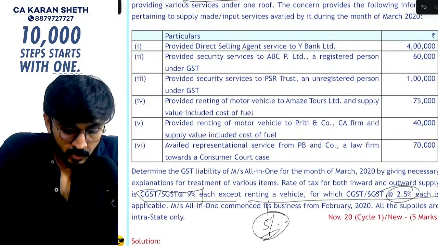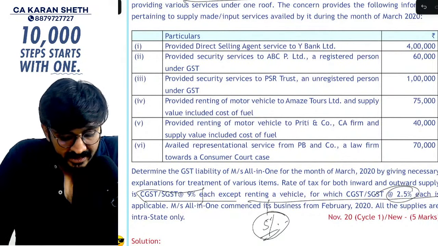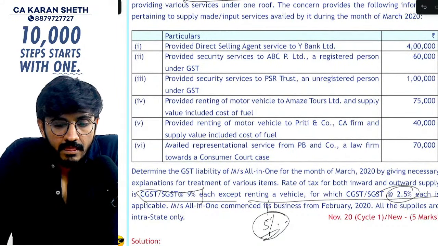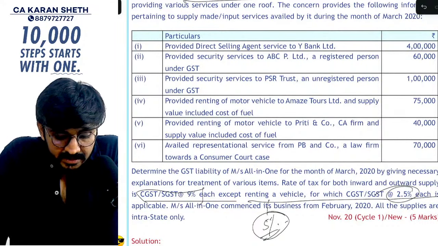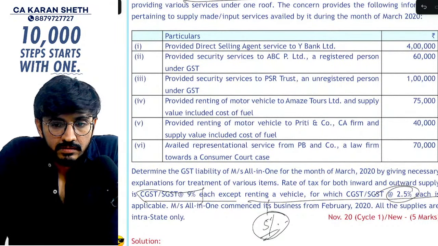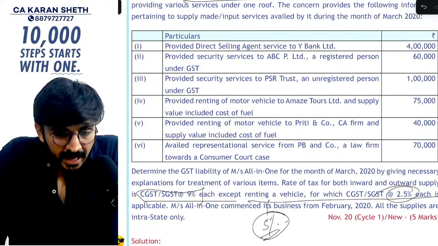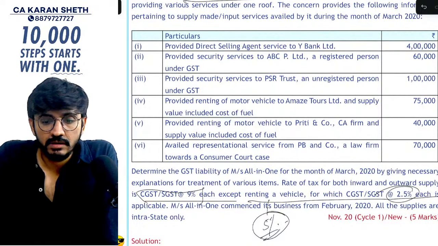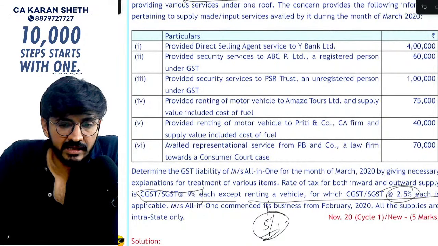Go ahead, Avni, you go first. Supplier is a partnership firm giving direct selling agent service to Y Bank. Who will pay tax? Agent. Yes, why? Because it's a partnership firm. Yes, and only when it is an individual will it go as per RCM. Do you remember that? Do you remember that explanation?